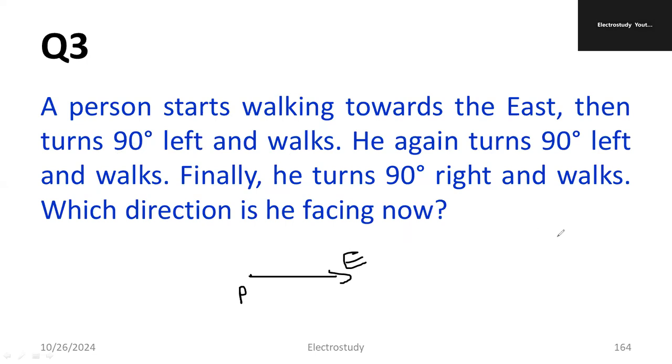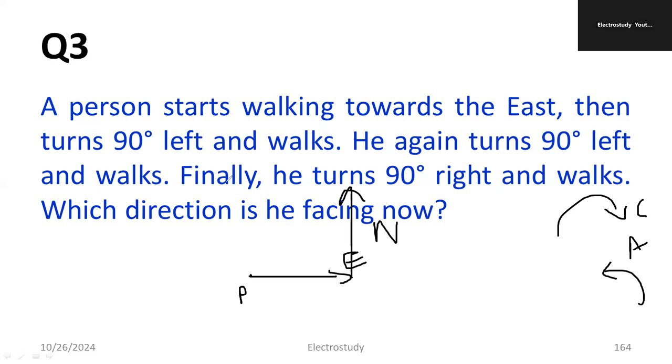90 degrees left. So remember, this is my clockwise direction and this is my anti-clockwise direction. Here he turns 90 degrees left. What is the meaning of 90 degrees left? You should go for the anti-clockwise direction, not the clockwise direction. So how to make out 90 degrees left? This is the anti-clockwise direction. So let me mark it like this.